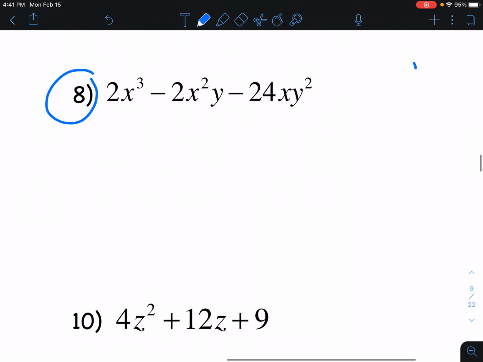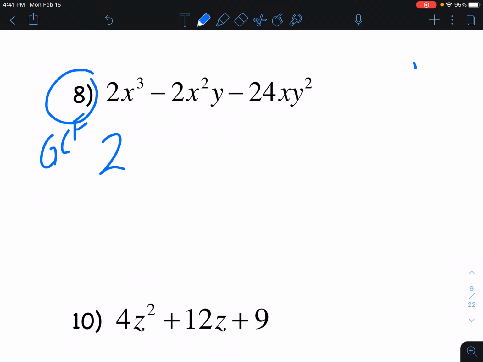Okay, let's try another one. This will be my last one, then you guys will be good to go on the odd numbers. Do I have a common factor here? Well, I got 2, 2, and 24. Definitely a common factor of GCF. We're starting this off with a GCF, and it's 2.